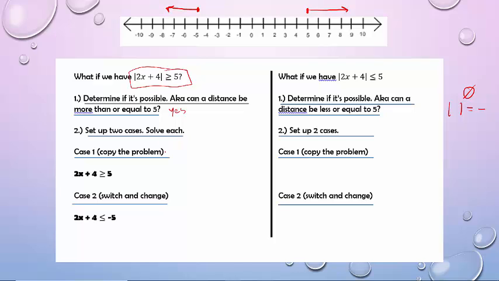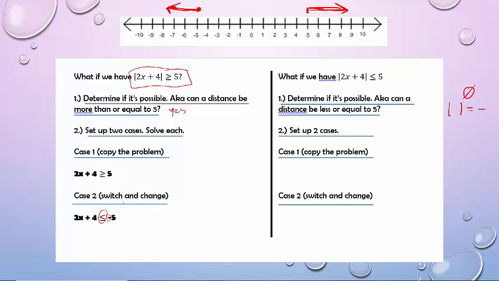So we still have to do this case 1, case 2 stuff. So case 1, my answer is either greater than 5 or equal. Case 2, now we got to talk about the negatives. I could get an answer that is less or equal to -5. So you basically are going to copy the problem for case 1.